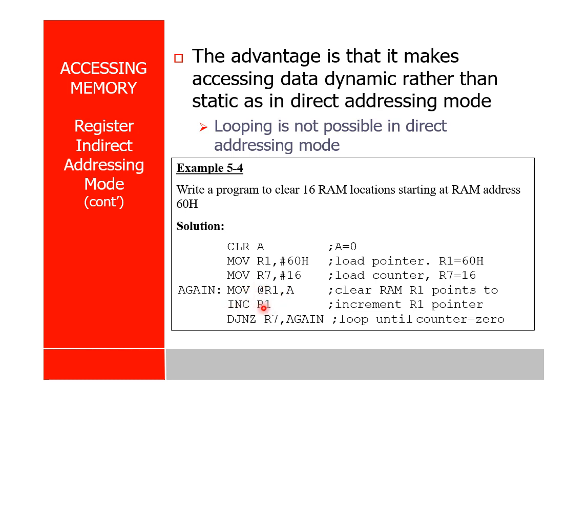Now increment R1. What is R1 now? R1 was previously 60. Now R1 is 61. So MOV @R1, A means to the memory location 61, A will be going. So this process will be repeated. Each time it completes this, R7 will be decremented. So R7 will be 16. So A register data will be moved to 16 memory locations starting from 60. Okay, this process will be repeated. This type of thing will be possible only with register indirect addressing.